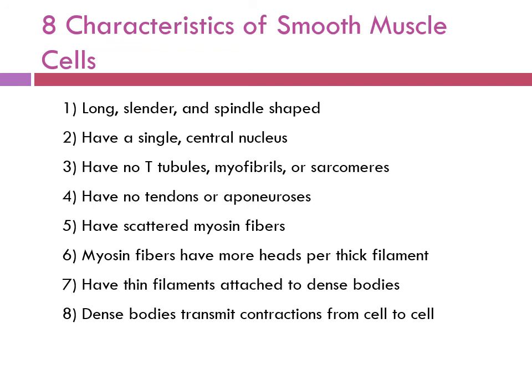They have scattered myosin filaments instead of myosin filaments lined up nicely. The myosin fibers have more heads per thick filament than skeletal muscle does. They have thin filaments attached to those dense bodies, and the dense bodies are what transmit the contractions from cell to cell. They are also involuntary. Cardiac muscle is involuntary. Skeletal muscle is voluntary.